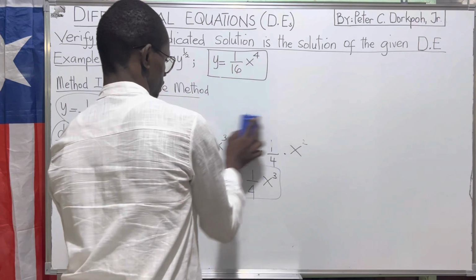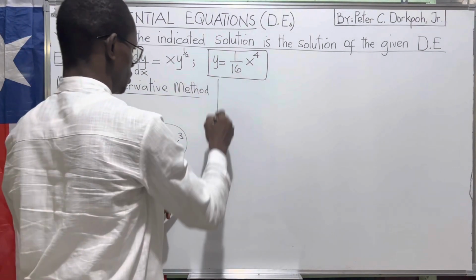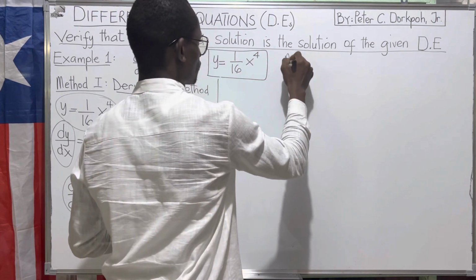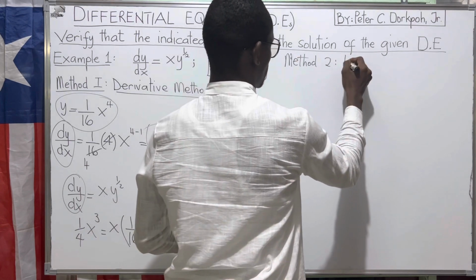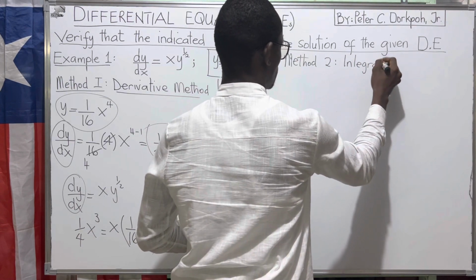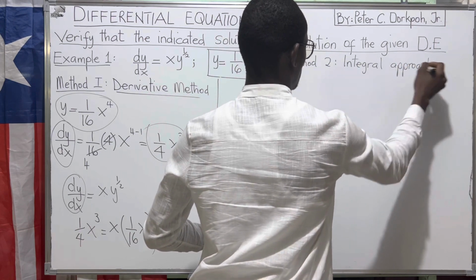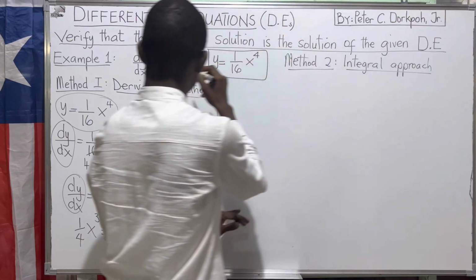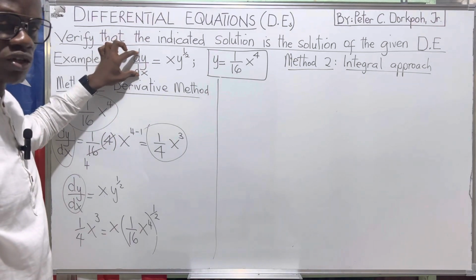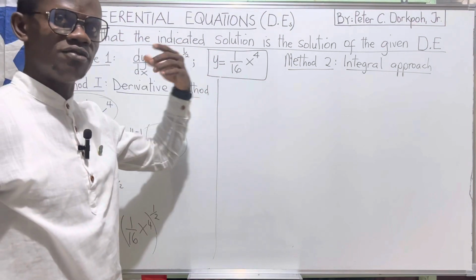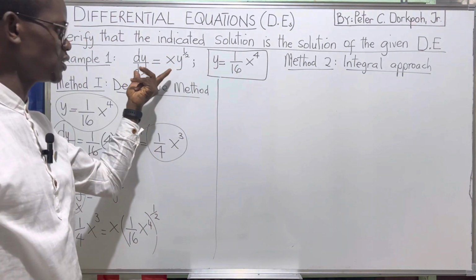So let's use the integration approach, or the integral approach. Let's say method 2. I call it the integral approach. Okay, so we have the problem now. For the integral approach, you are going to use the derivative portion because we can only integrate a derivative expression. We cannot integrate a function, right? We must integrate the derivative.